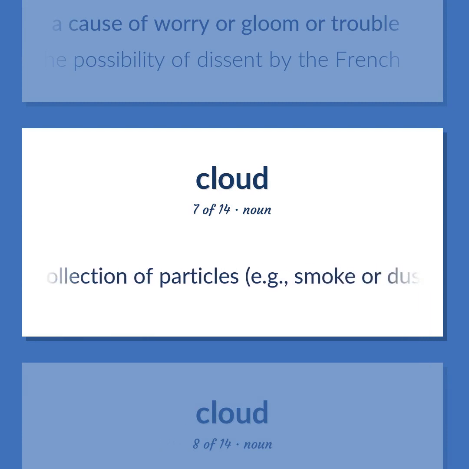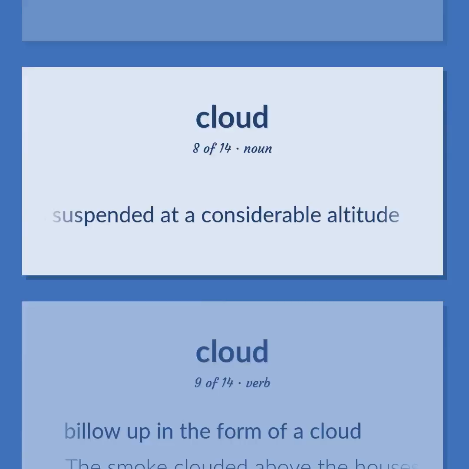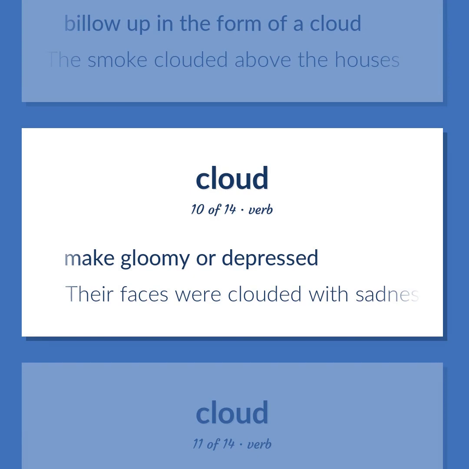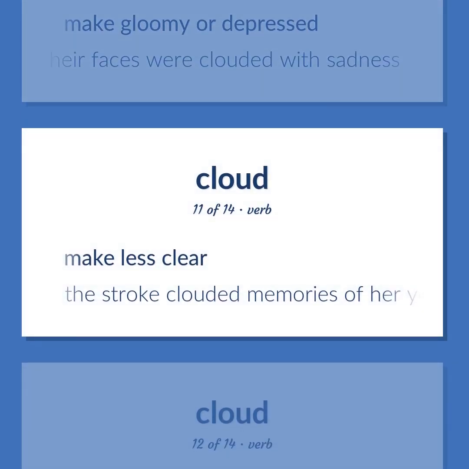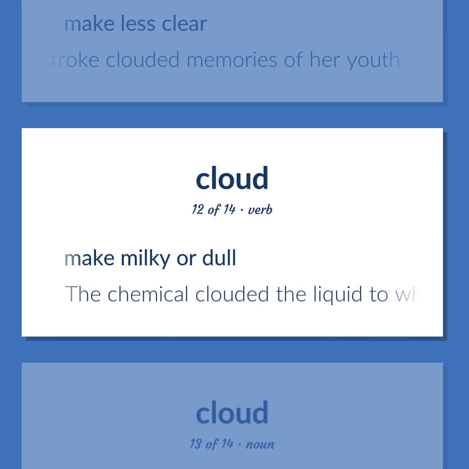Any collection of particles, e.g., smoke or dust, or gases that is visible. A visible mass of water or ice particles suspended at a considerable altitude. Billow up in the form of a cloud. The smoke clouded above the houses. Make gloomy or depressed. Their faces were clouded with sadness. Make less clear. The stroke clouded memories of her youth. Make milky or dull. The chemical clouded the liquid to which it was added.